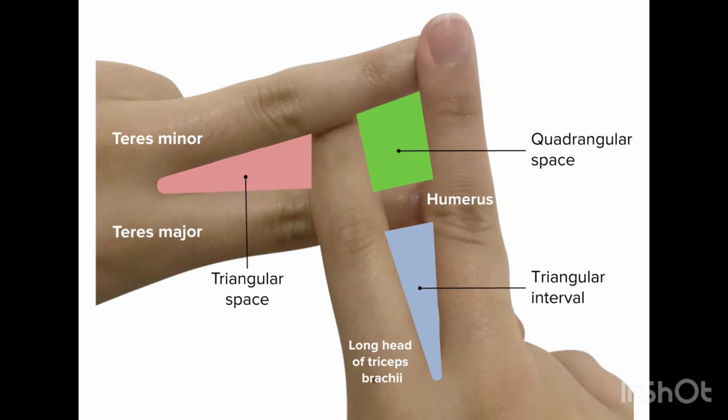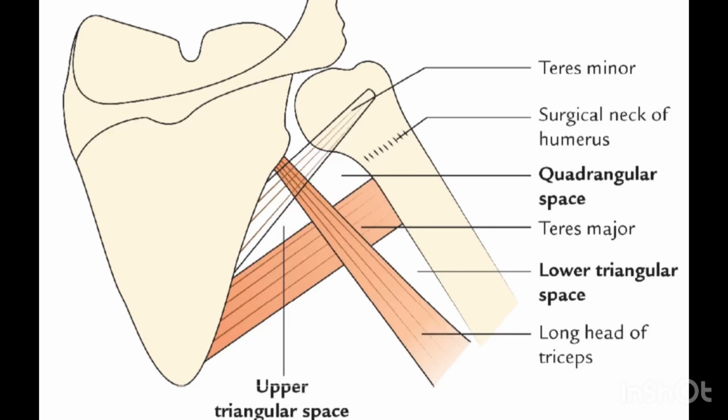If you cross your index and middle fingers on the index and middle fingers of your other hand, what happens? Superiorly, the one that is on top is called the teres minor, naturally, while the one below is the teres major. Laterally, it is bounded by the surgical neck of the humerus, while medially it is bounded by the long head of the triceps. So easily, superiorly, teres minor; inferiorly, teres major; laterally, surgical neck of the humerus; medially, long head of the triceps.